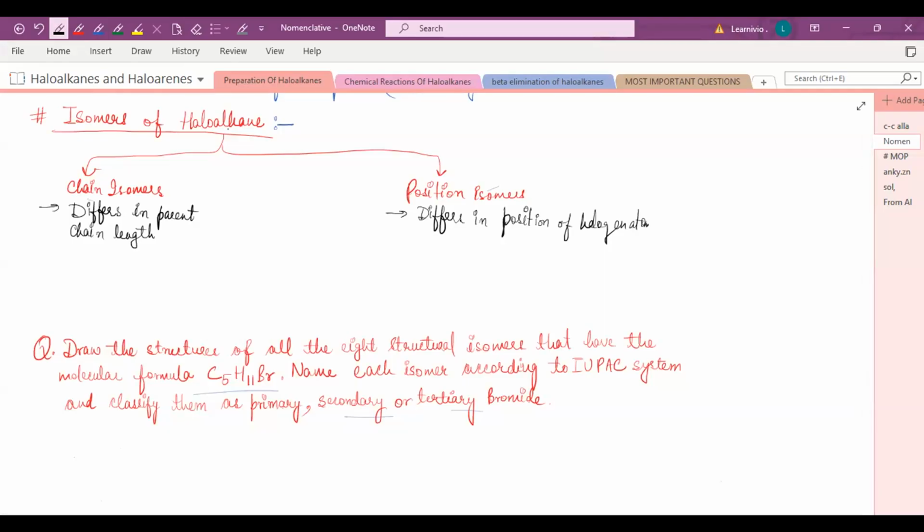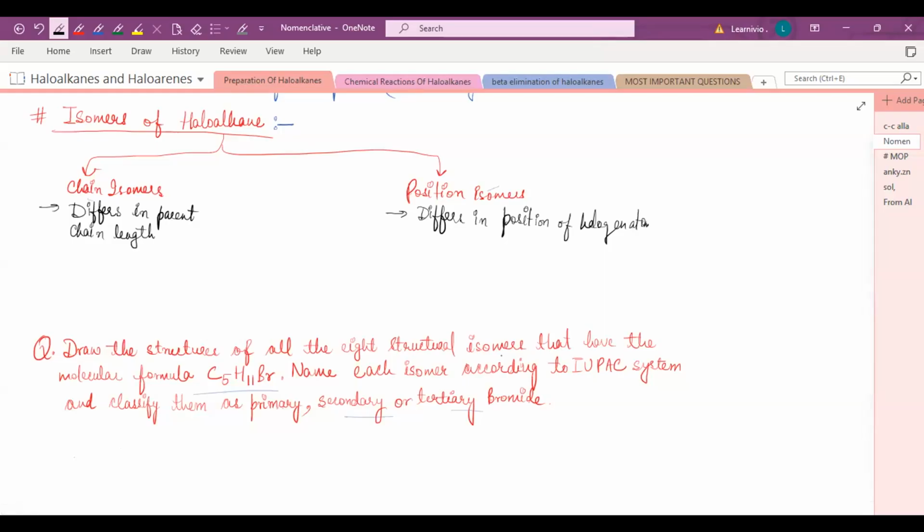The chain will be shorter. When you compare the chain of the isomer to the parent chain, the parent chain length is more than that of the isomer. So chain isomers are those isomers which differ in parent chain length. That's simple. But positional isomers are those isomers which differ in the position of the halogen atom.